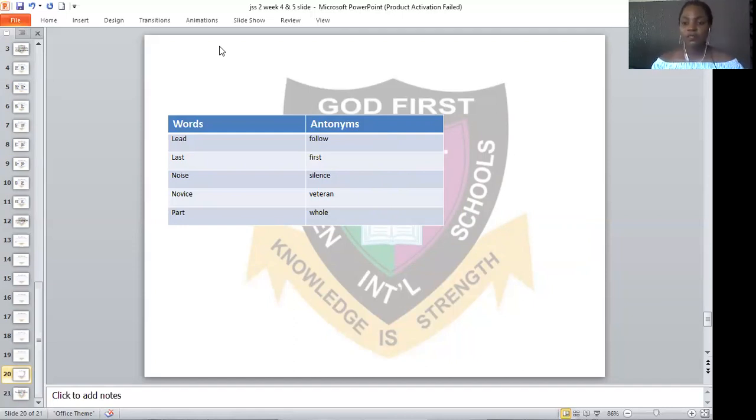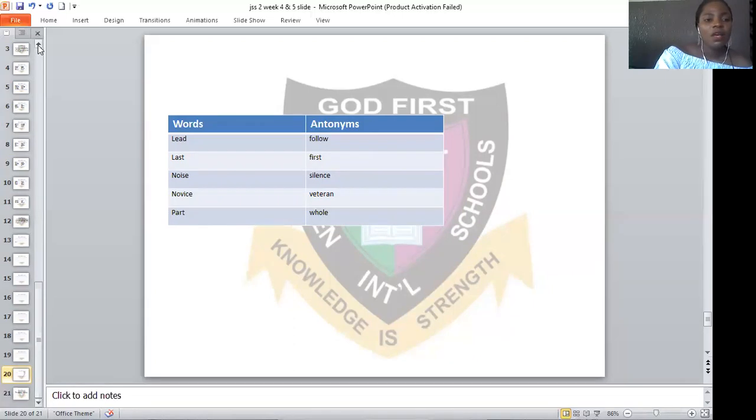Novice, veteran. He is a novice on the job. He is a novice in the movie industry. Veteran. He is a veteran. That means he is an expert, someone that has been doing it for a very long time. Part and whole. This is a part of a circle, and this is the whole of a circle.